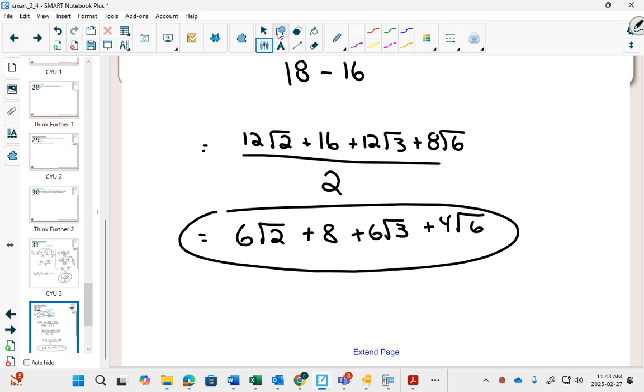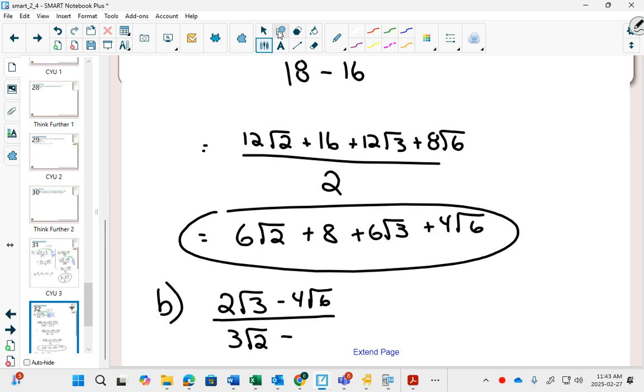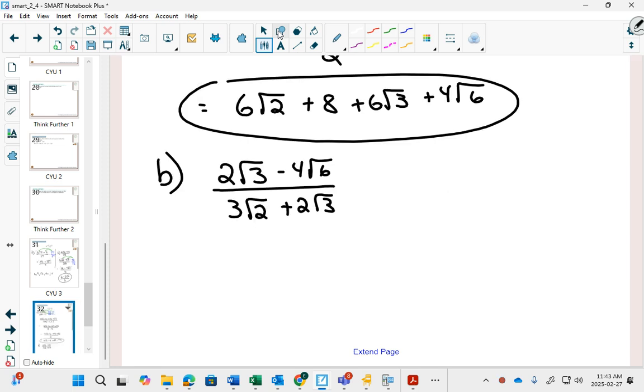Part B. First of all, I'm going to rewrite it. 3 root 3, 2 root 3 minus 4 root 6, all divided by, plus 2 root 3. While I'm rewriting it, I am checking if there's anything I could simplify right away. None of the square roots can be simplified further. No like terms on the top, no like terms on the bottom.